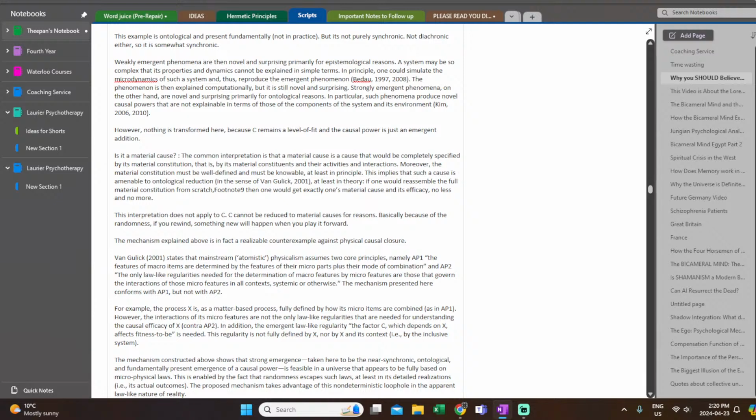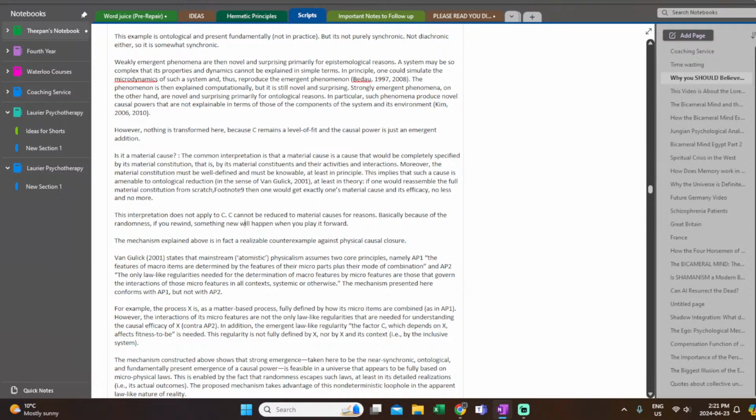This interpretation does not apply to C. C cannot be reduced to material causes, for reasons. If he specifies it more in the paper, I'm sure, if I need to understand this better. But I believe there's good enough reason to assume that this is not a material cause, especially for someone like me who's familiar with the psyche and thinking about what the psyche is, but that might need to be justified for somebody who's not super familiar with that.